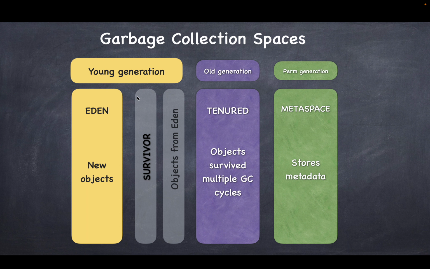So in garbage collection, we have three generations: young generation, old generation, and the perm generation. The young generation holds new objects. The fresh and new objects will be in the Eden, and if an object survives one garbage collection cycle, it moves to survivor, and if it survives multiple garbage collection cycles, it will get moved to tenured. And then there is a separate thing, which is nothing but the metaspace, and that will store the metadata information.